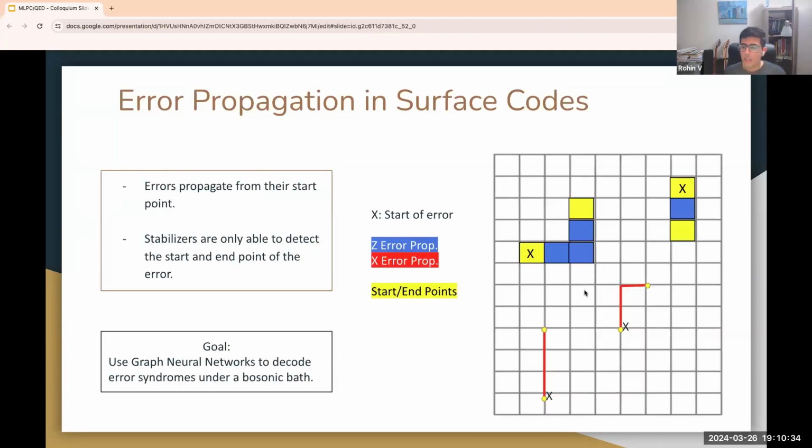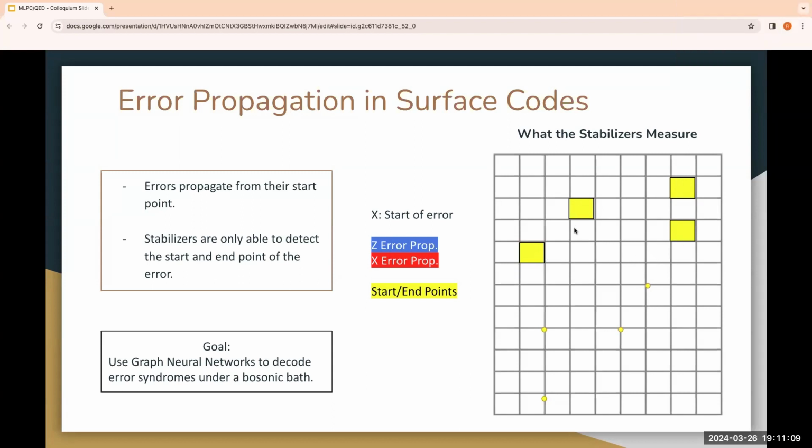stabilizer over here. So let's take this as an example for a series of errors that have been injected into the system, where this is the start and this is the end. We can see that there is a line of errors between the two start and end points. However, what the stabilizers see is only the start and end point, and they can't even see which one is the start and which is the end point. So what we have to do is go in there and draw out the errors in between the start and end points.